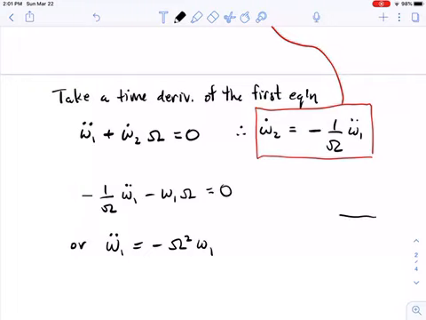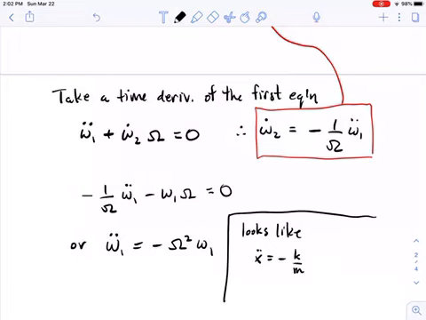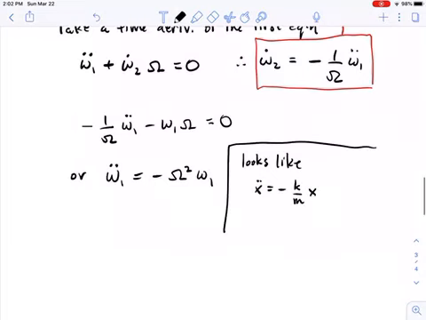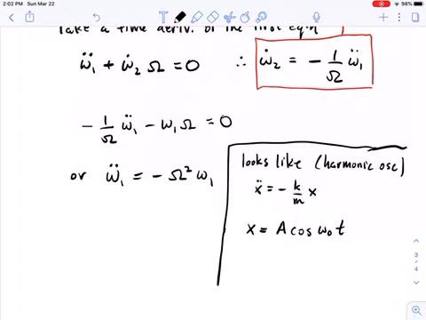But this just looks like the harmonic oscillator differential equation. This looks like something like x double dot is equal to minus k over m x. And we know this is a harmonic oscillator, and we know the solution to the harmonic oscillator: x is equal to some amplitude times cosine of omega naught times t, where omega naught is equal to the square root of the coefficient of x.